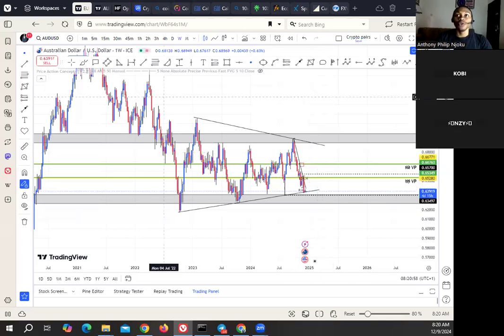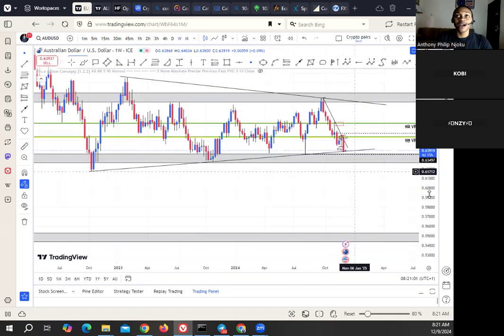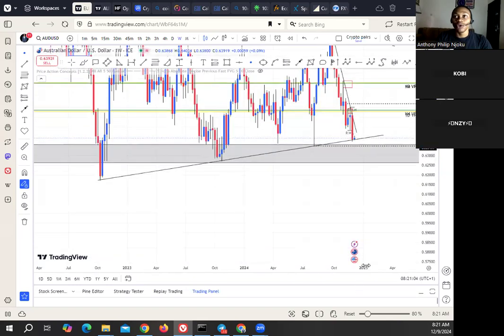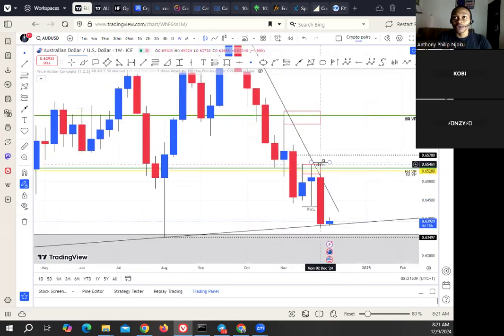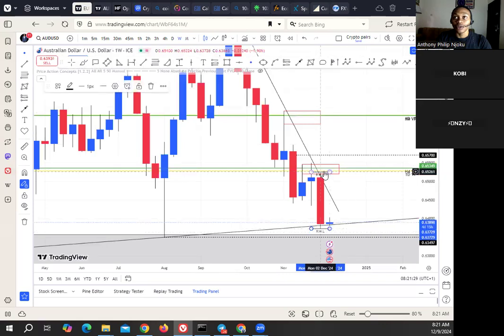Okay, so with that said, let's mark out the previous week high and previous week low on the weekly time frame. So this is the previous week high and this is the previous week low. Okay, good. Then let's go to the daily time frame.